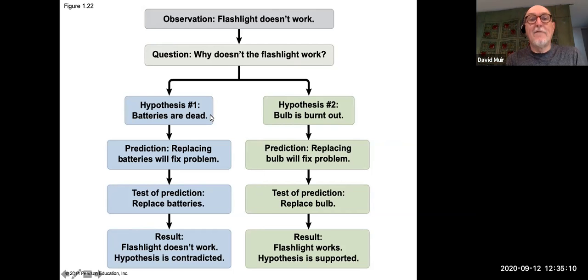Well, if the batteries are dead, what is your prediction? What is a logical prediction? Well, the logical prediction is if I replace the batteries, the flashlight will work. Now you test it. That's your experiment.